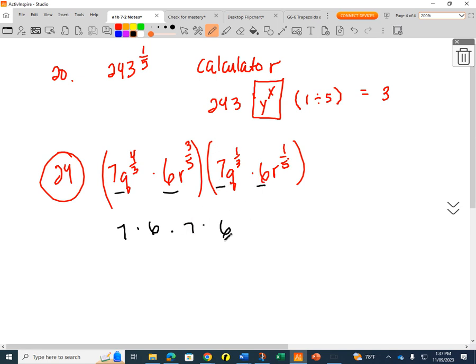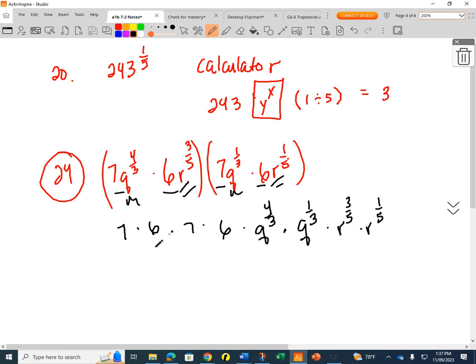Now let's put the q's together. Times q to the 4/3 plus q to the 1/3 power. I said plus, not plus times. The shortcut is adding the exponents, but we're multiplying the expressions. And now, so we've got our q's, so now let's put our r's in here. Times r to the 3/5 power times r to the 1/5 power.